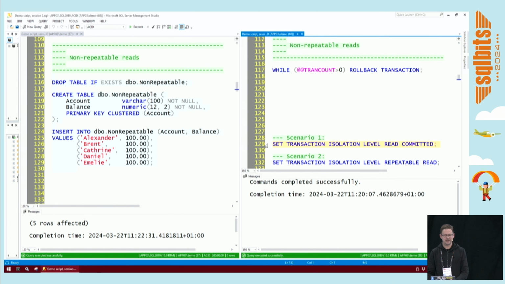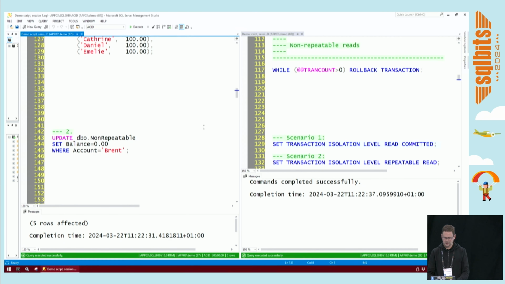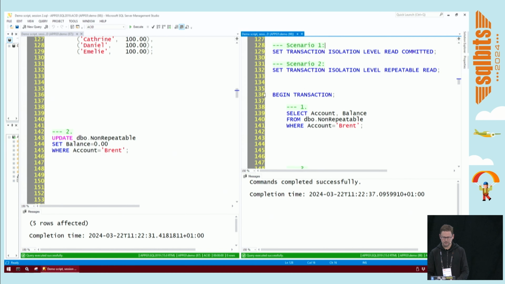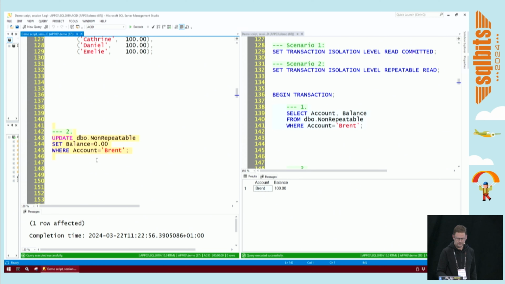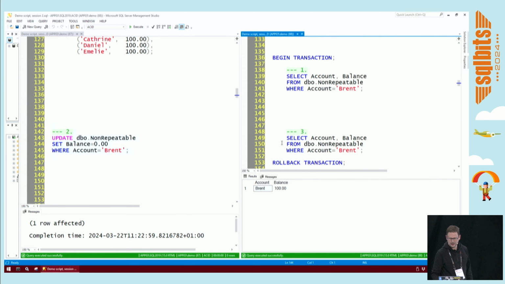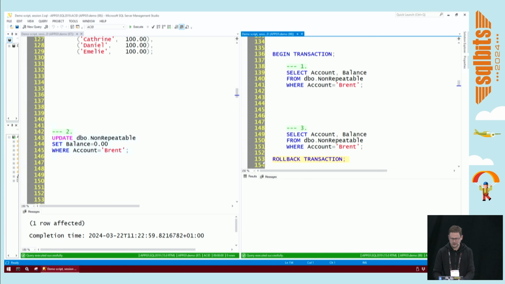I'm going to go to read committed. And I'm going to begin a transaction on the right-hand side. I'm going to look at the accounts. You can see that Brent has 100 units. Now in the left-hand side, I'm updating the balance. And now if I go here, on the right-hand side, in the transaction in read committed, I'm going to see that change, even though I'm still in a transaction, right? So I'm going to roll back that transaction.